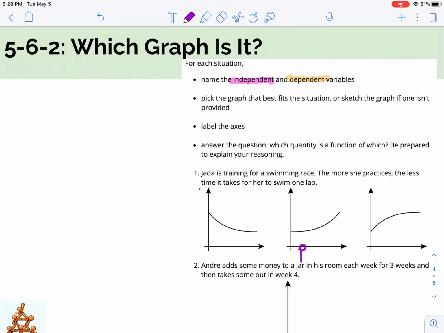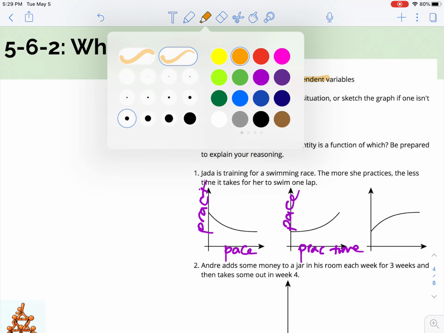If this was practice time, and this was pace, and for this one we said pace and practice time. Okay, so I think this will make more sense. On the left-sided one, practice time and pace, she gets faster as she practices more. I just feel like I was saying it really weirdly before.